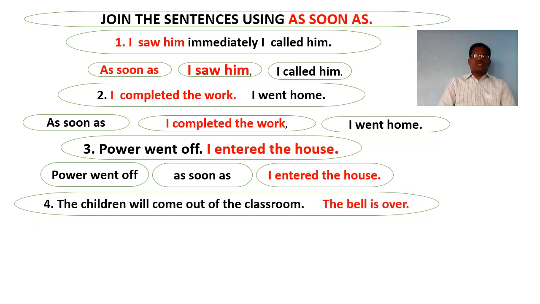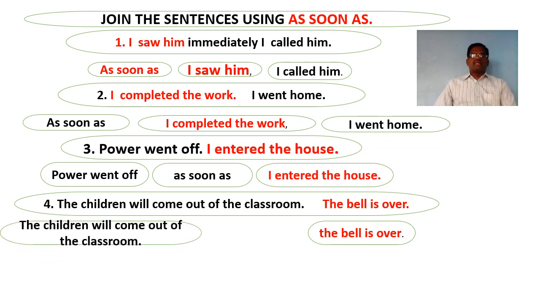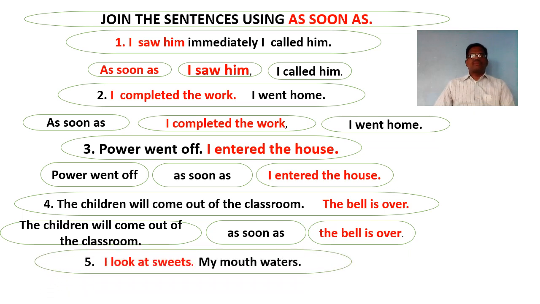And now fourth question: the children will come out of the classroom, the bell is over. Out of these two sentences, first we have to identify the earlier action. Here the earlier action is the bell is over. And now the second action is the children will come out of the classroom. And now where to keep as soon as? Naturally before the earlier action, that is bell is over. So the answer will be: the children will come out of the classroom as soon as the bell is over.